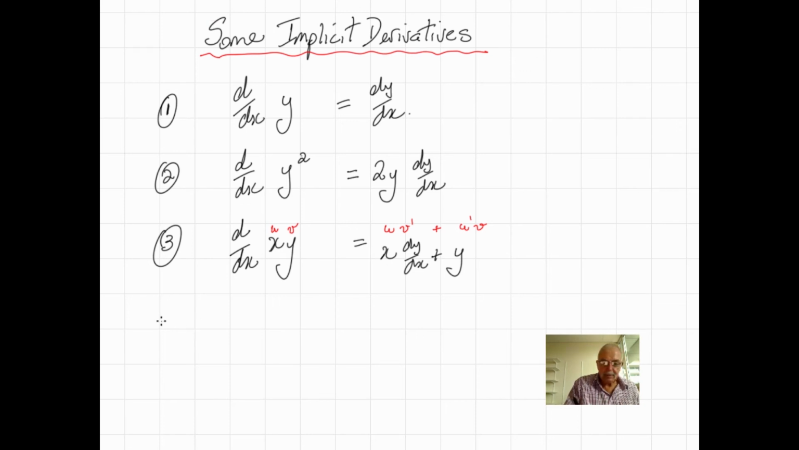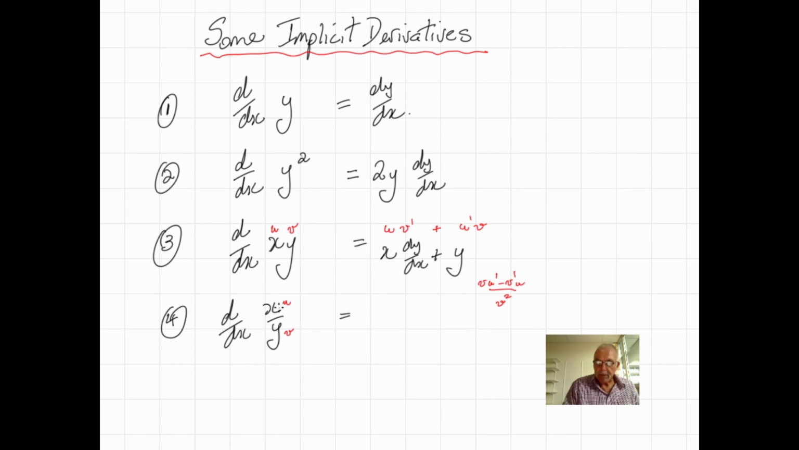And lastly is if you've got a quotient. These aren't so common, but the derivative with respect to x of x over y. So we're going to be using the quotient rule. Now once again, here is my u, here is my v, and the derivative with respect to x would be all over v squared. We start with v u dash minus v dash u.